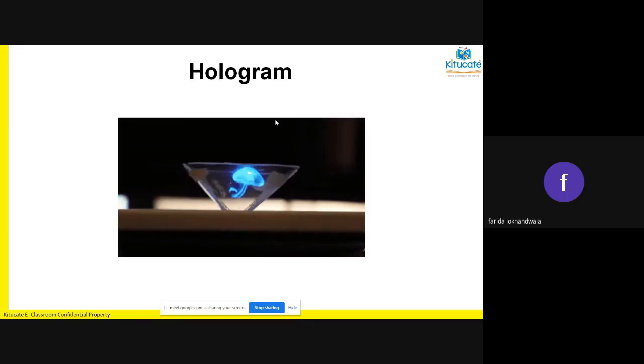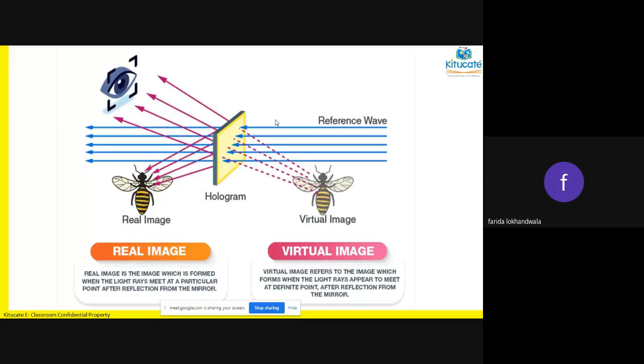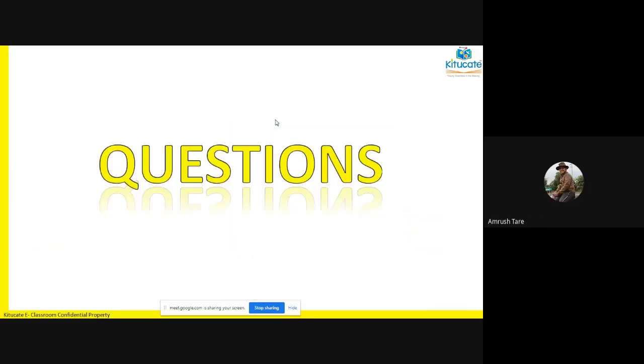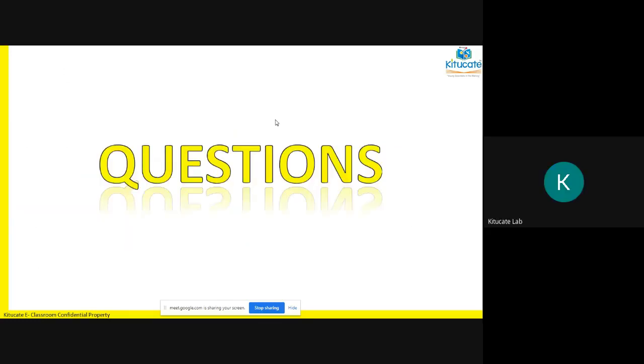Okay, so is real and virtual image clear? Because there's still a lot left to be done in concave and convex mirrors. So is real and virtual image clear? Yes, ma'am. Anyone still have any doubts? Ma'am, in both real and virtual images we can see our reflection in them, then how can we differentiate which one is real and which one is virtual?